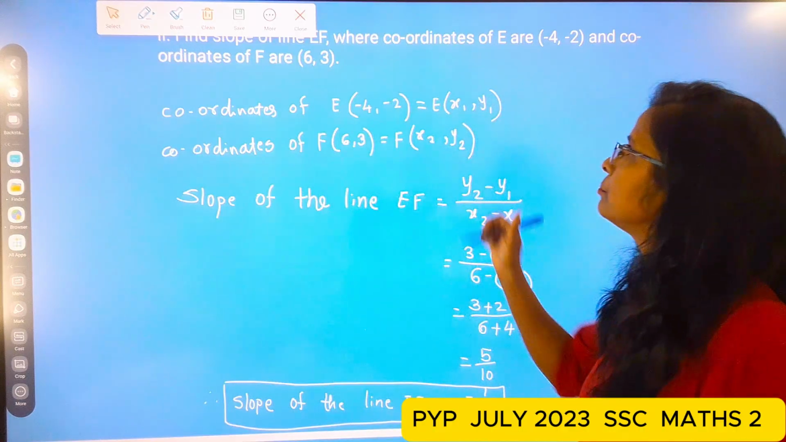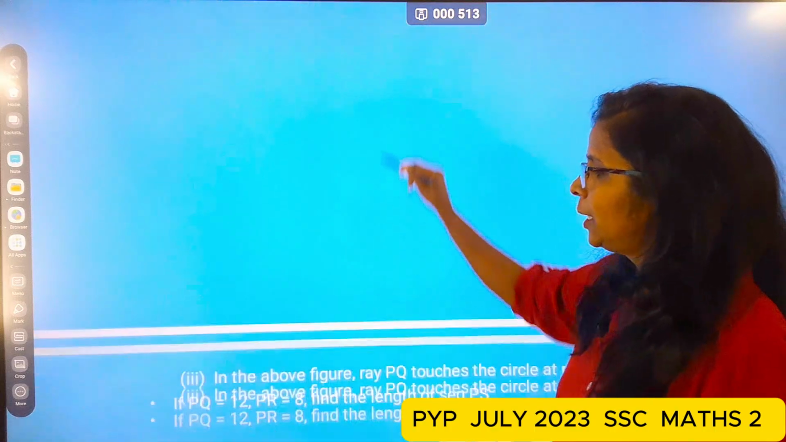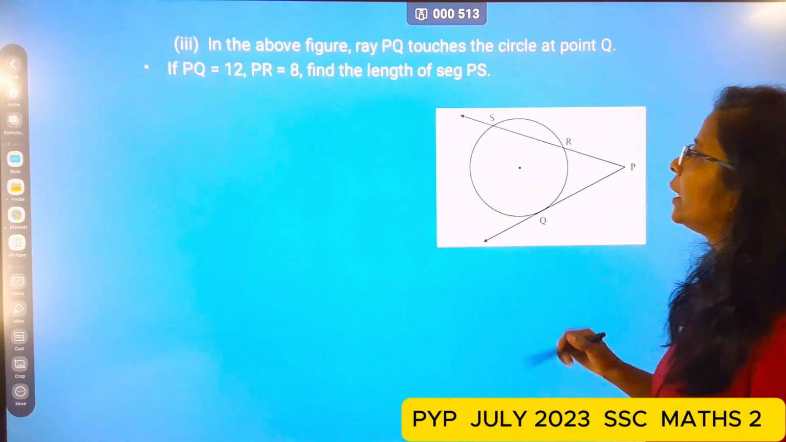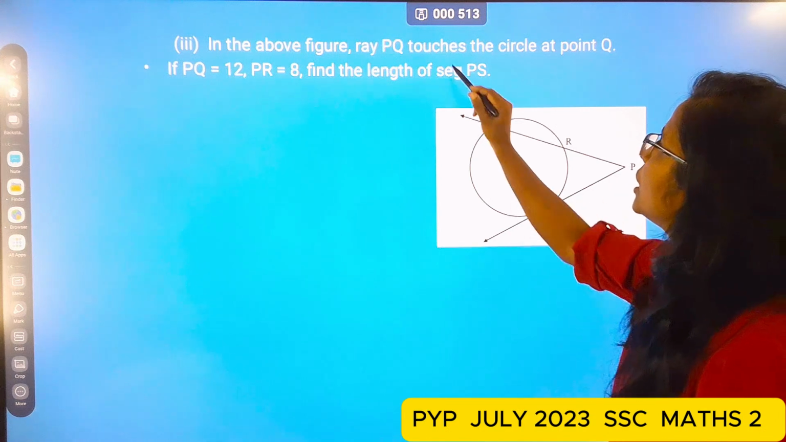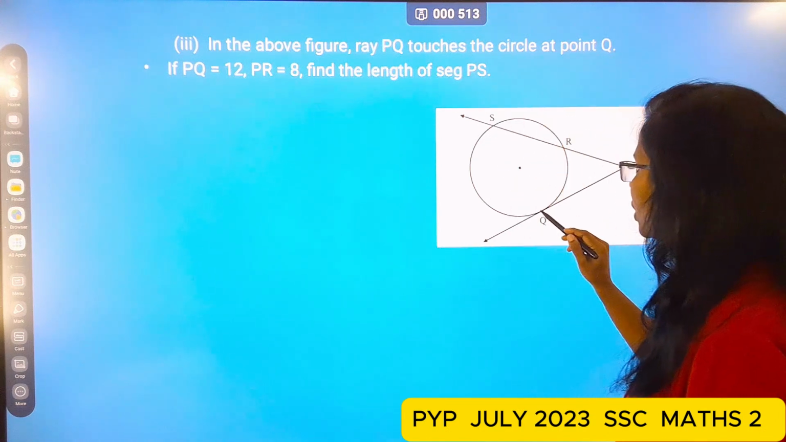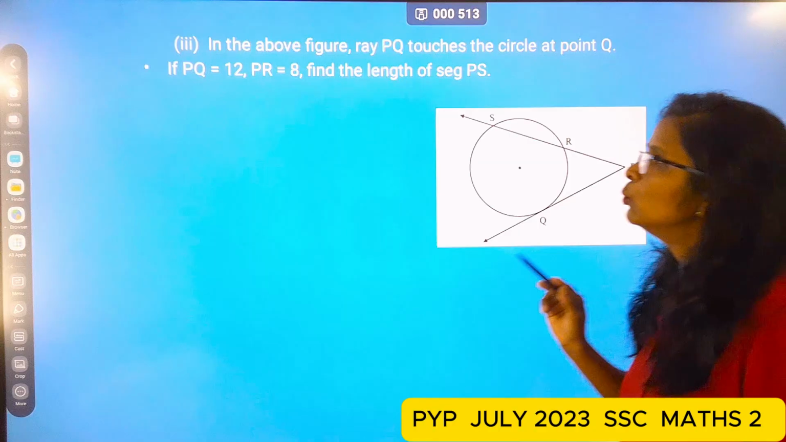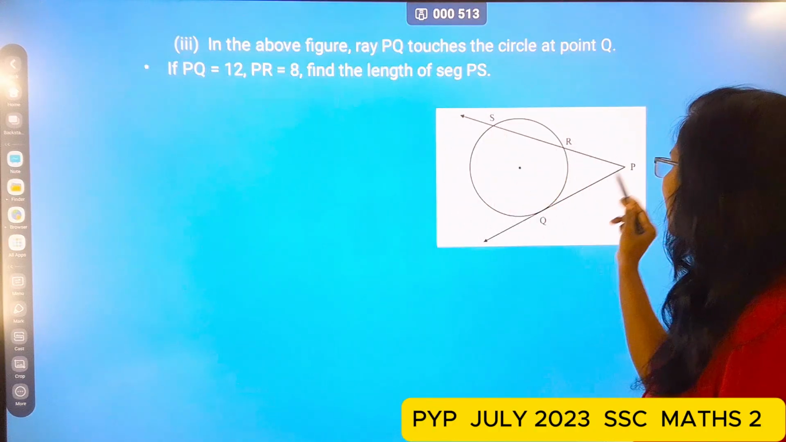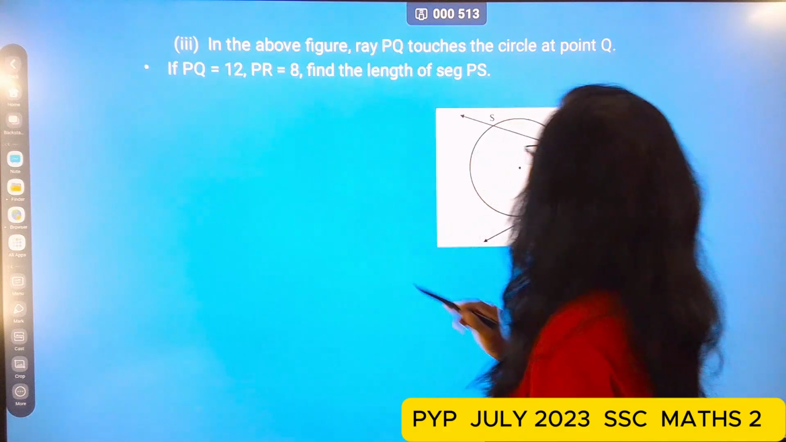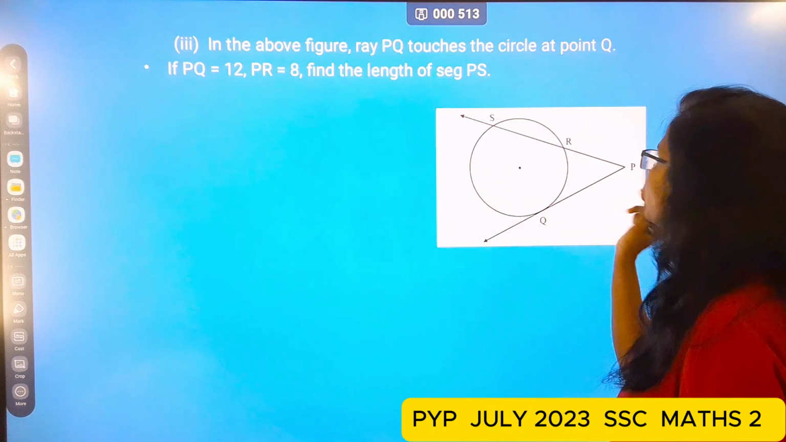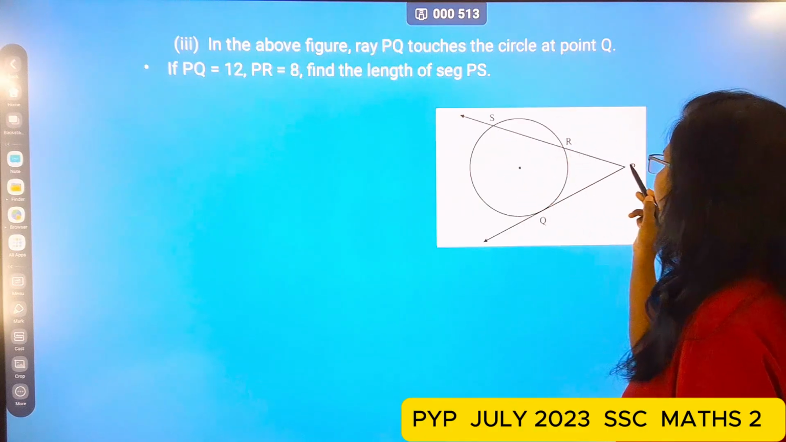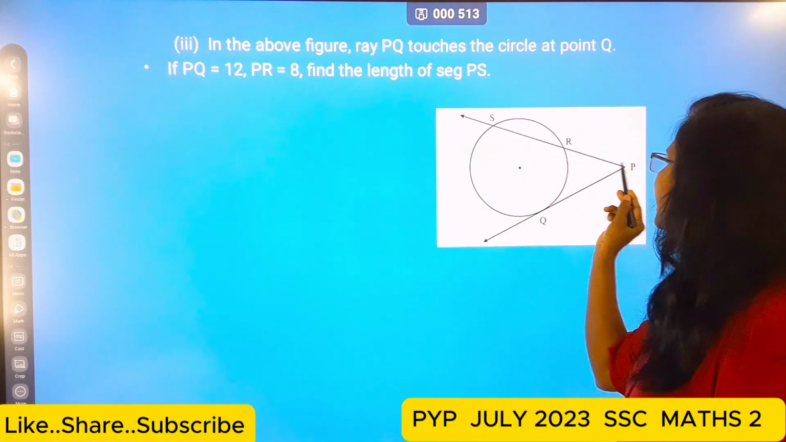1 upon 2. Okay students, the next example, that is the third one. In this figure, ray PQ touches the circle at point Q, and PQ is equal to 12, PR is equal to 8. For finding the length of segment PS, we have to find out the segment PS.